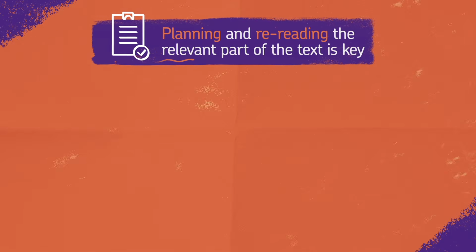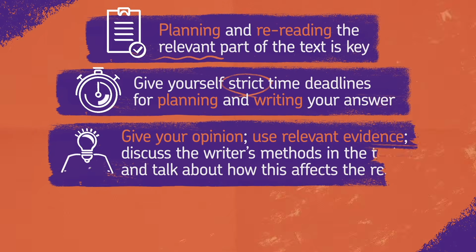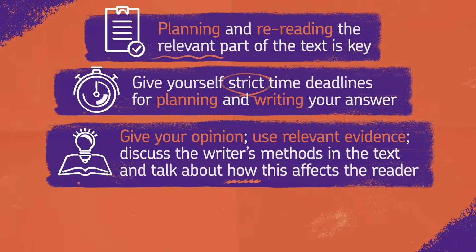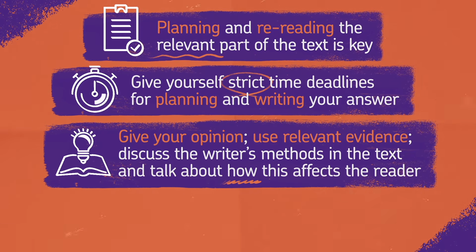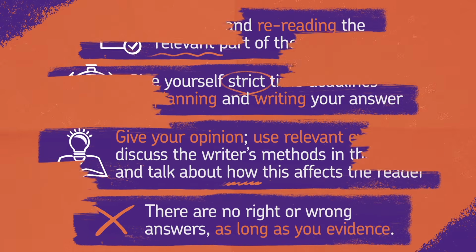For Paper 1 Question 4, remember these top tips. Planning and rereading the relevant part of the text is key. Give yourself strict time deadlines for planning and writing your answer. Give your opinion, use relevant evidence, discuss the writer's methods in the text, and talk about how this affects the reader. There are no right or wrong answers as long as you evidence.